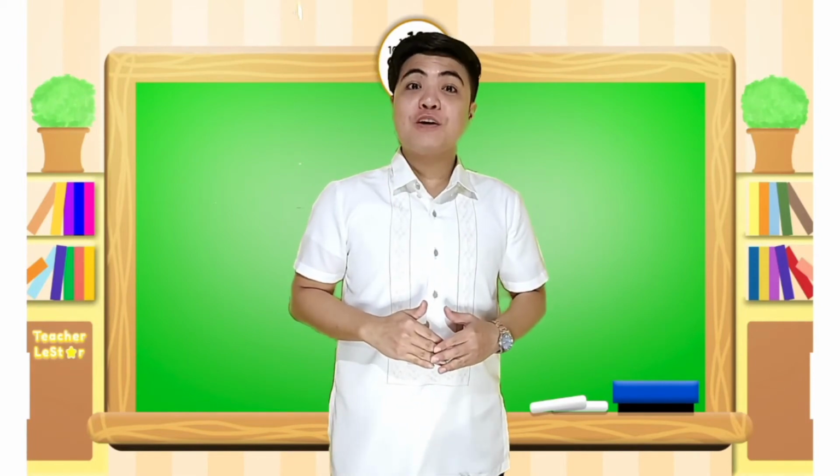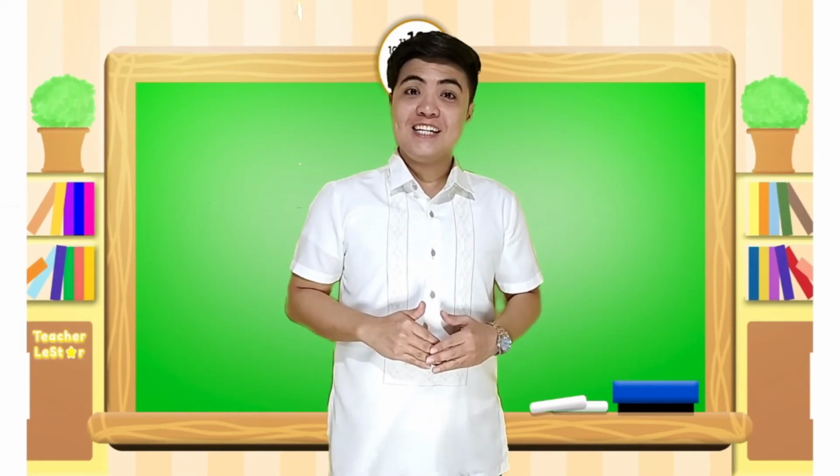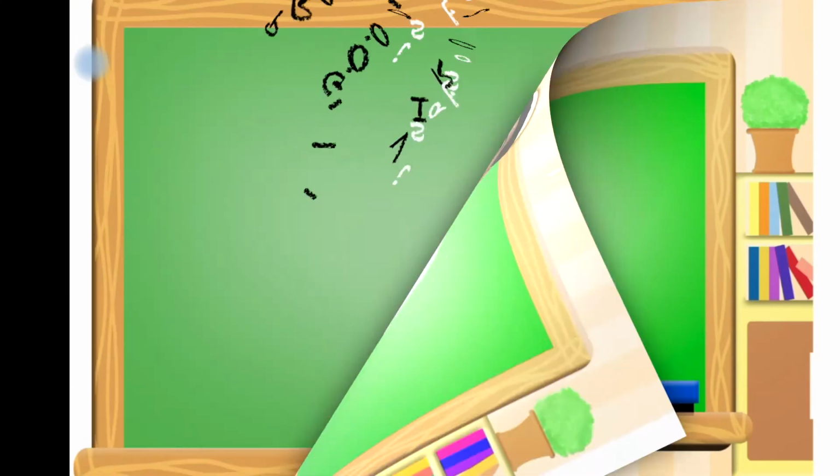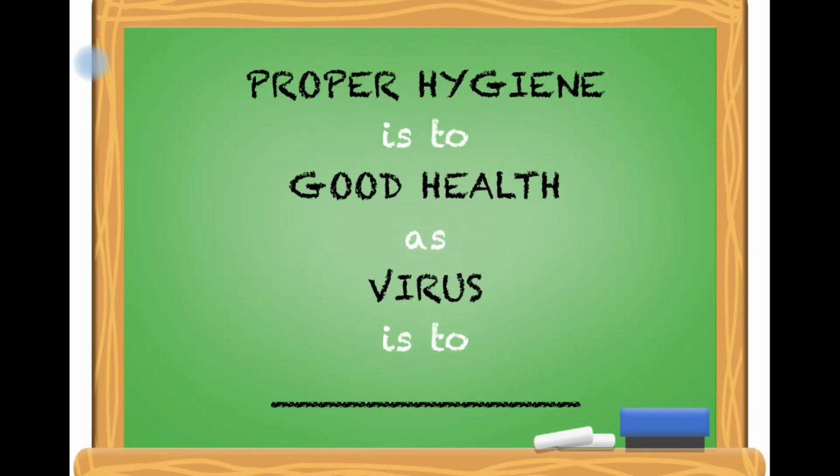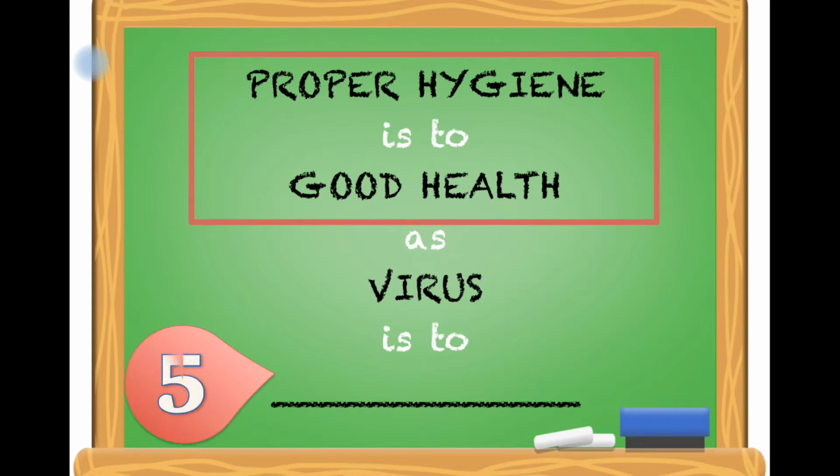But what if I remove one of the items from the series? Will you be able to know what word is missing? Let's do this one. Proper hygiene is to good health as virus is to... What do you think is the missing word? But before you answer, you have to analyze the first pair, proper hygiene and good health. Then, you have to decide on the word to be paired with virus.